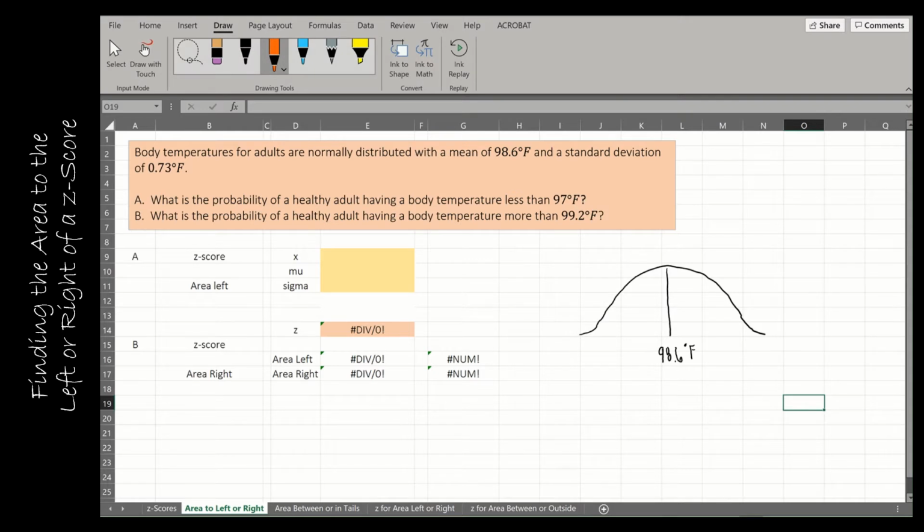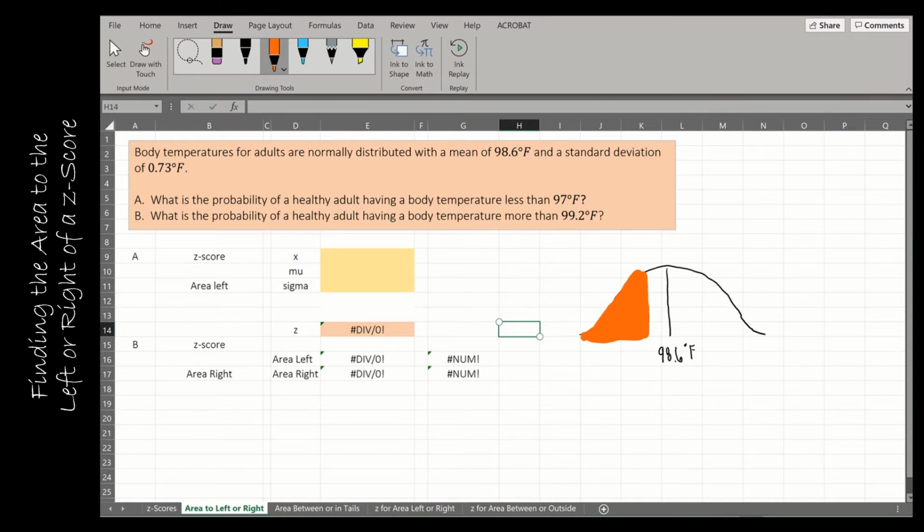So for my first question, it says the probability of a healthy adult having a body temperature less than 97. So 97 is going to be somewhere to the left of 98.6. And then because it says less than, I would be looking at something like this. So when I say left or right, I'm saying this is to the left of 98.6. And that is what I'm trying to figure out, is that area.